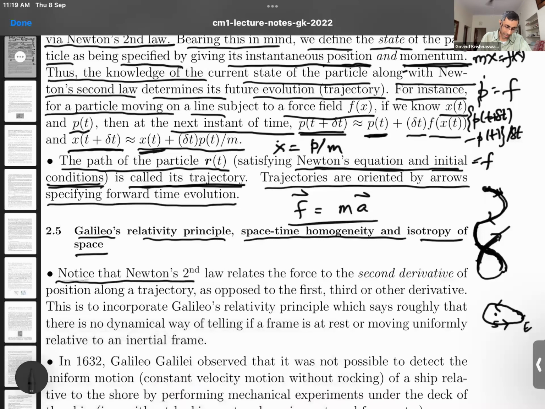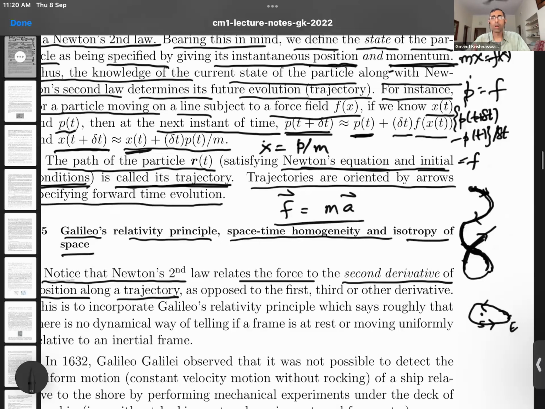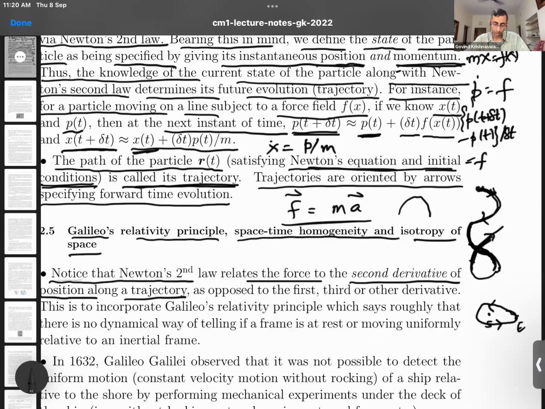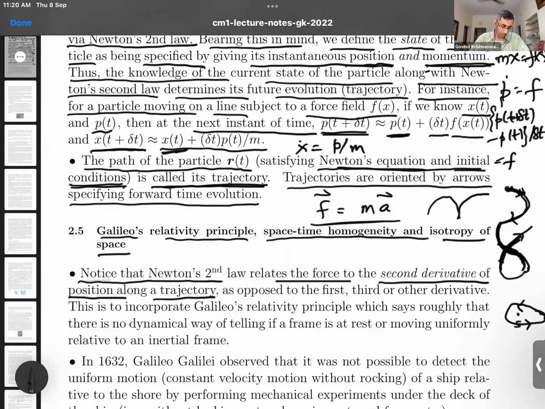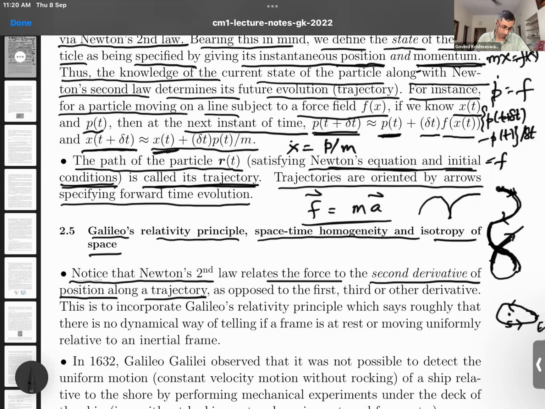Notice that Newton's second law relates the force to the second derivative of the position along a trajectory. By the way, going back to Anhad's question or also others, if the trajectory looked like this, then it would not be twice differentiable at this point. So if this was the trajectory in space, then there is some further discussion needed. Anyway, we can discuss those examples later.